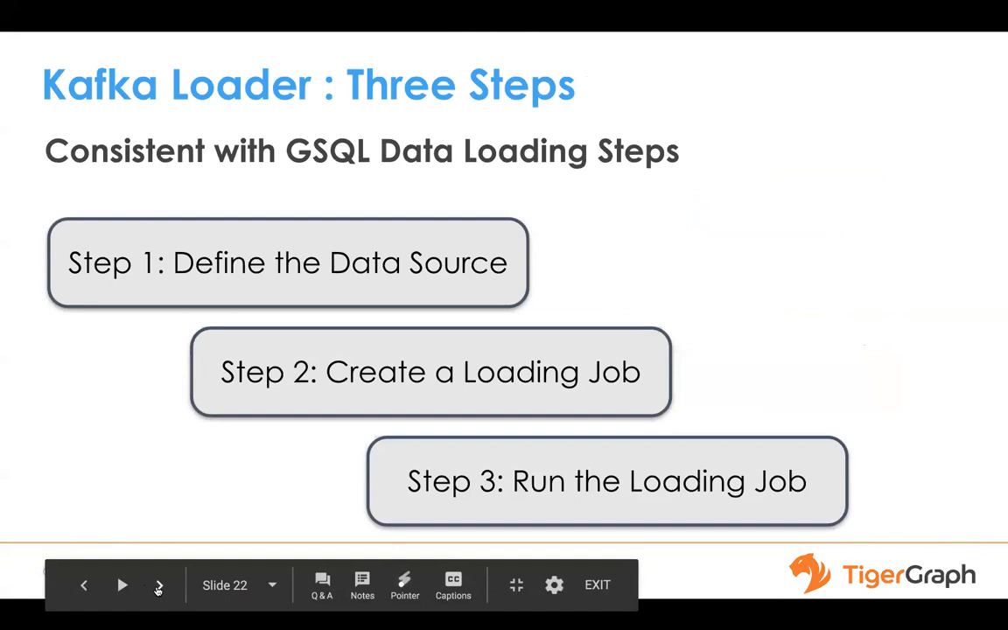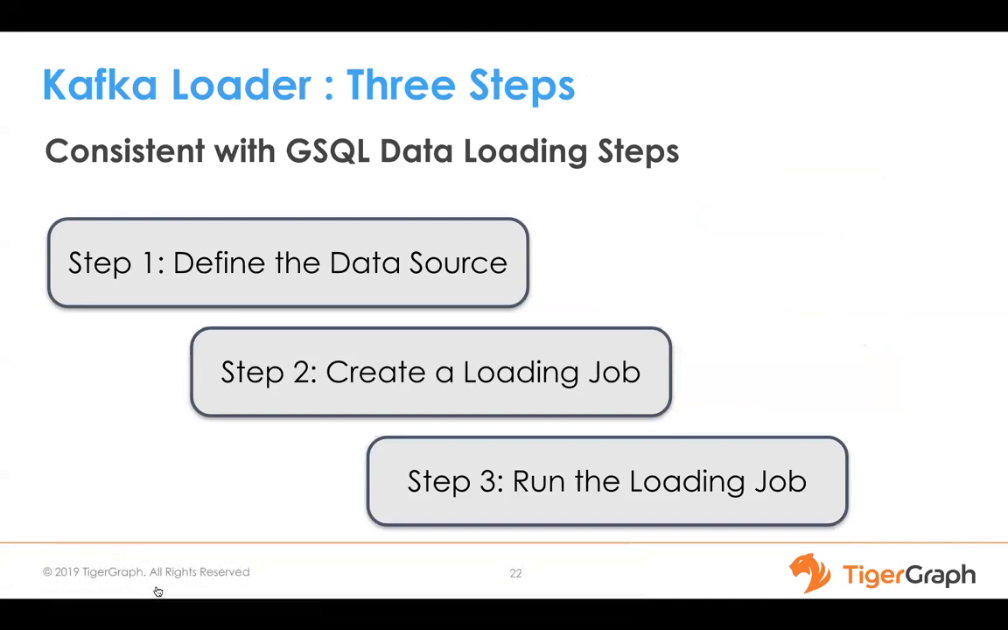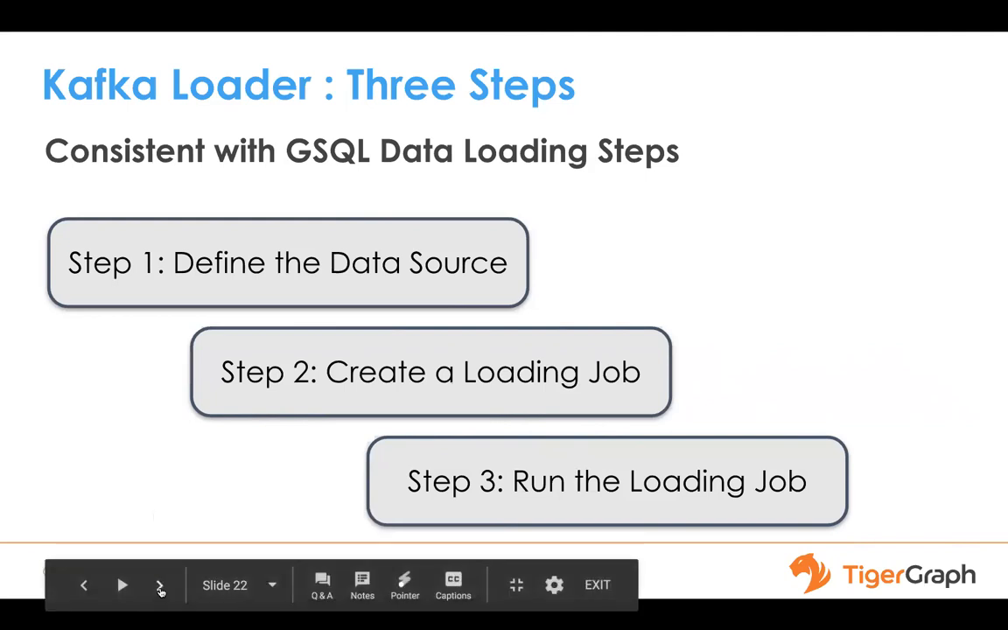A quick 3 steps for the initial Kafka loading job. It's very consistent with our GSQL data loading steps, which prior to 2.3, we already had that syntax there. So the step 1, you define the data source. Here is the Kafka data source. Step 2, you create a loading job. And step 3, you run the loading job. So it's very easy, 3-step process.